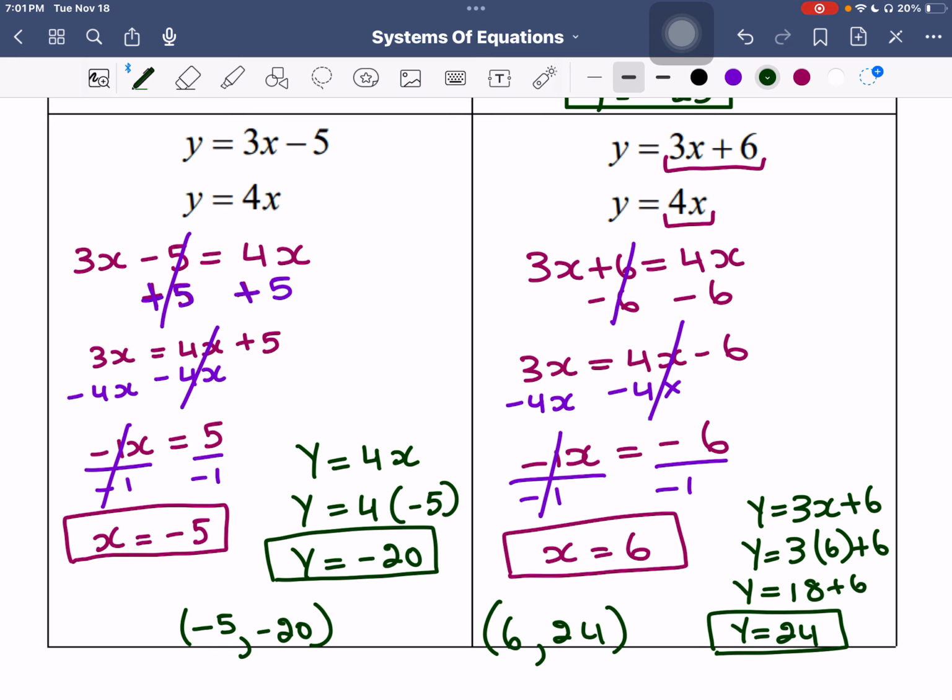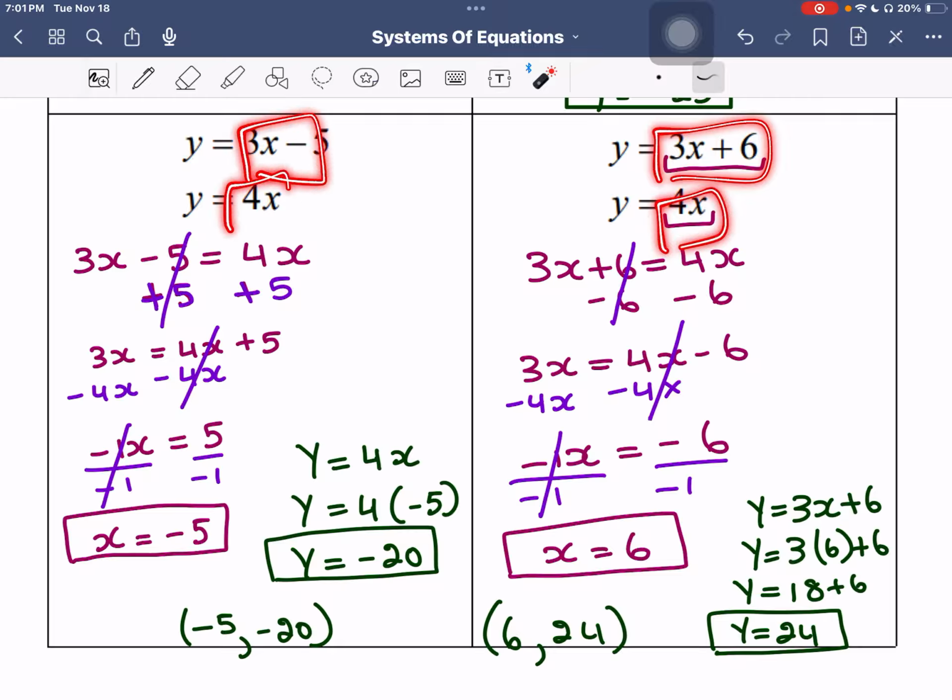Okay, so that's how we solve a system of equations by substitution when they are both in slope-intercept form, right? When they're both in y equals, all we have to do is set the two equations equal to each other, right? So that's what we did in all of these. We took these two expressions and set them equal to each other and solved. All right, cool. I hope that was helpful a little bit.